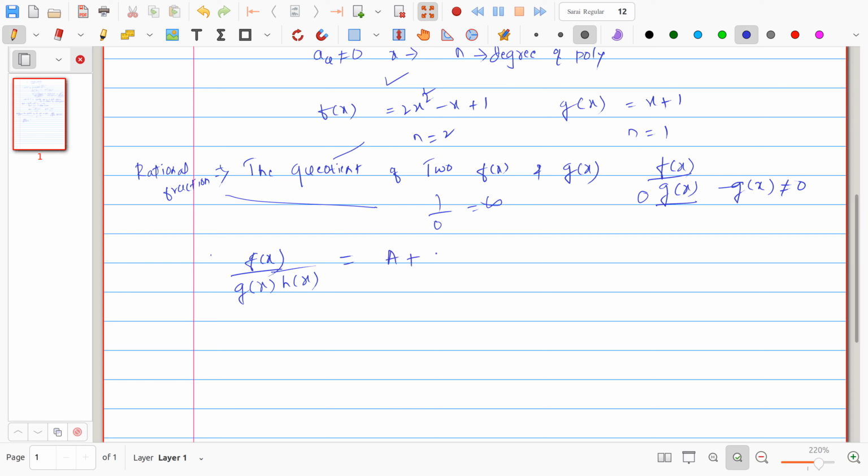As we are taking a constant, and g of x we are writing separately, and h of x we are writing separately, taking the two constants. Like this we will be writing the partial fractions, resolving the equations, and determining the terms. We will be finding the terms a and b and putting them in the original equation.